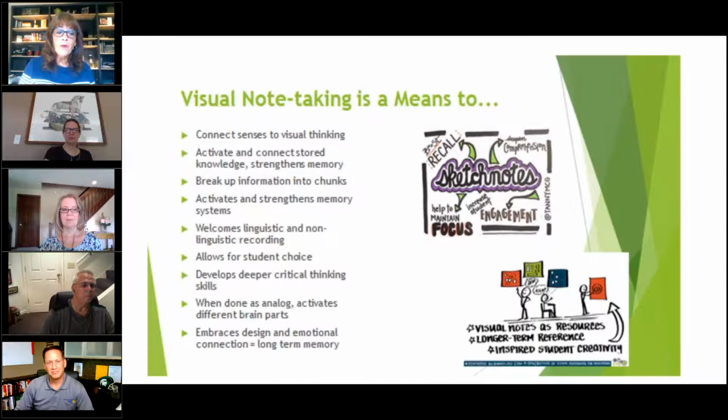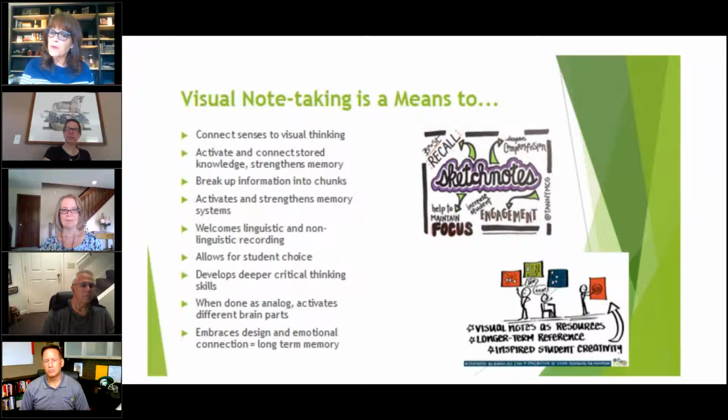It develops deeper critical thinking skills. When it's done as analog, it activates different brain parts. And eventually I'll get you into digital sketchnoting with another webinar, and we'll talk about how the brain's activated in some different ways then, not less than, but different ways. And it embraces design and emotional connection. And again, the brain seeks those connections. It activates the learning.